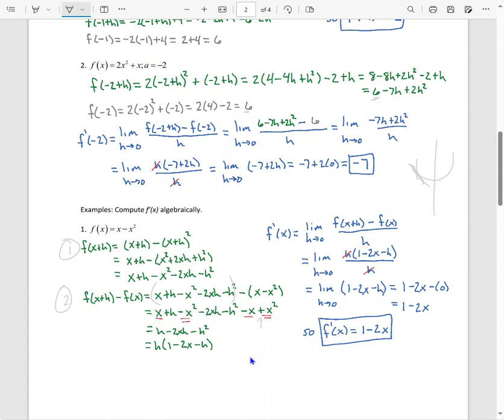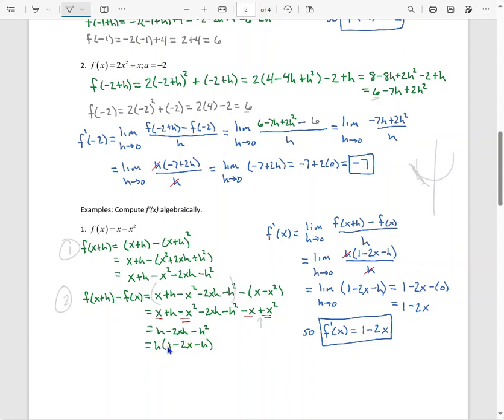That's a good check too. Like these 6's will always match up. Here in this step, in step 2, you should have nothing that doesn't have an h, right? We have h minus 2xh minus h squared. Everything has an h, so let's take that h out, factor it. H divided by h is 1.